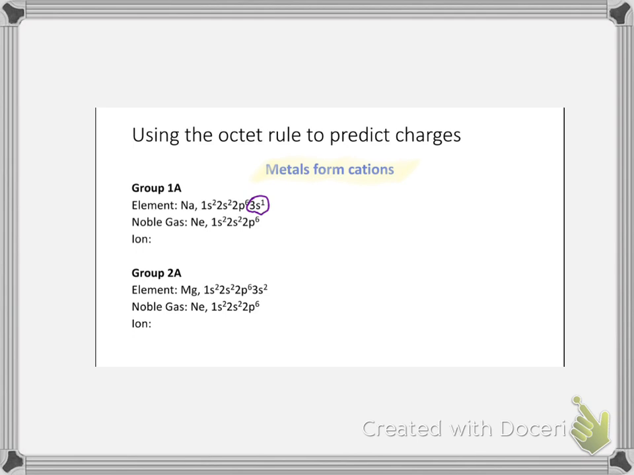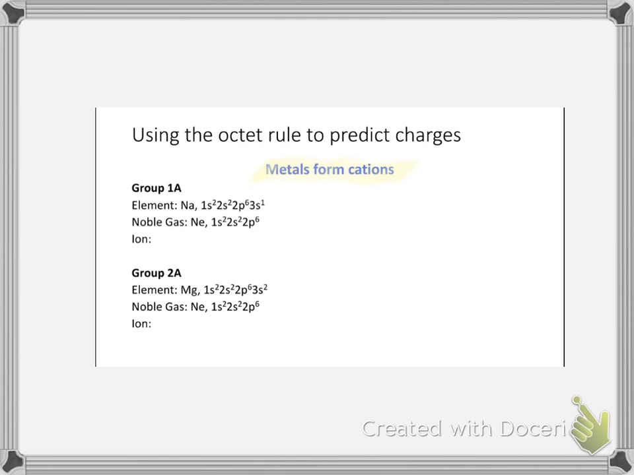The noble gas closest to sodium on the periodic table is actually in the period before it, and that is neon. And so what I want you to see is, if we remove that 3s1, I'm using my pen to take it away, then compare sodium to neon, and do you see how they have the same electron configuration?